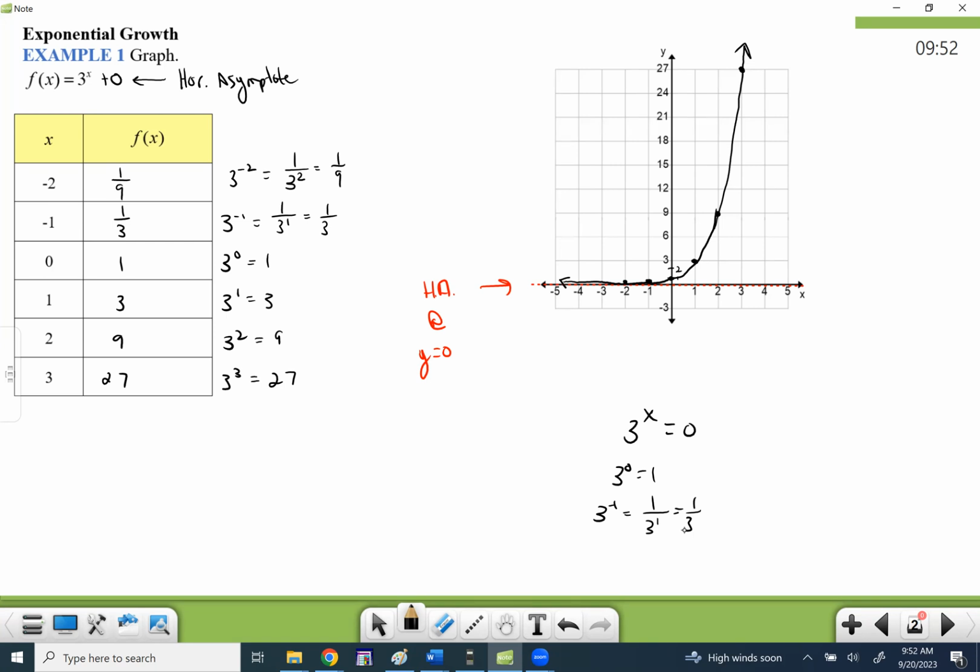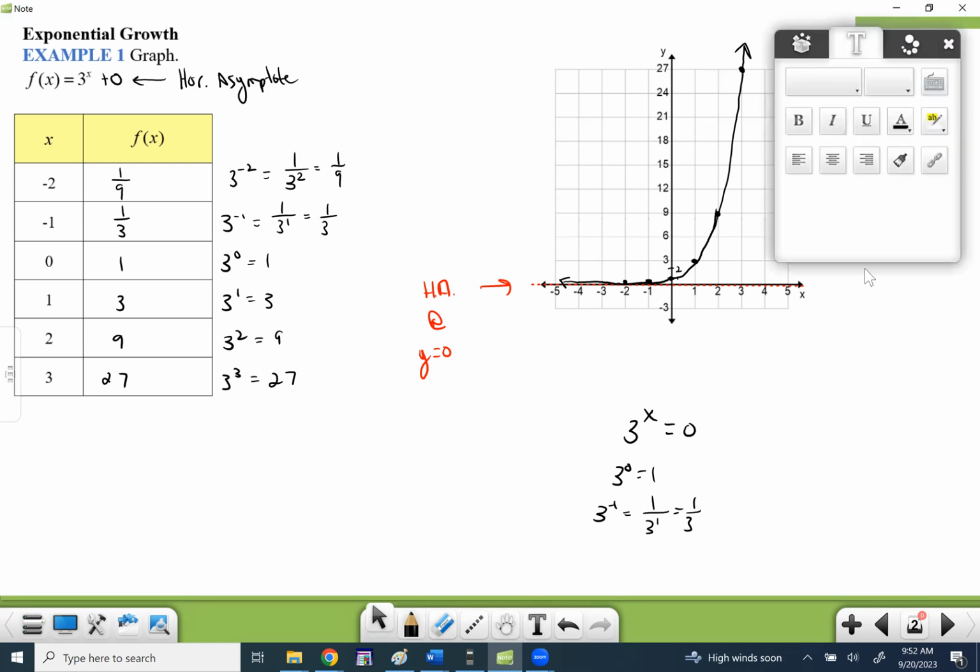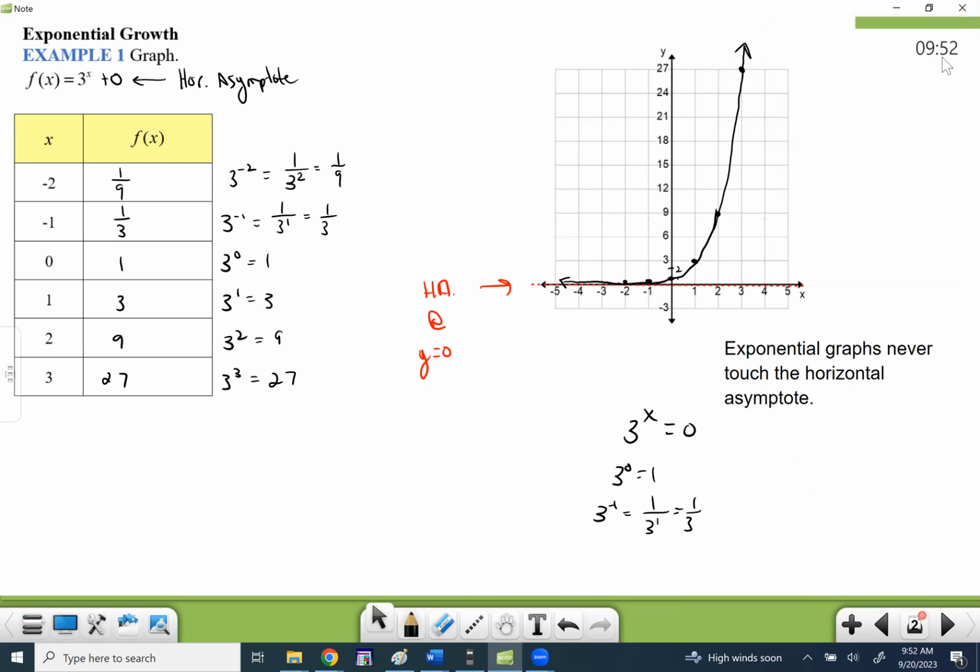So I'm just going to put a little comment that exponential graphs never touch or never cross their horizontal asymptotes. Okay. All right, so there is our graph of 3 to the x.